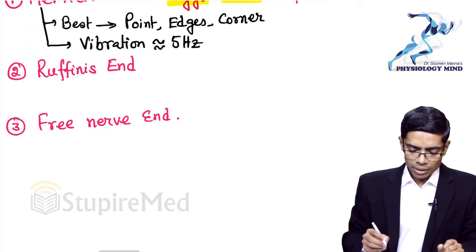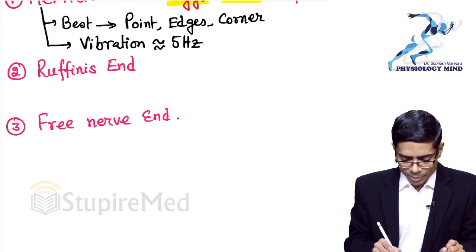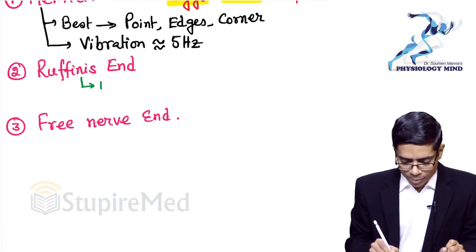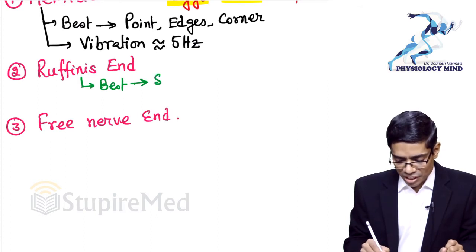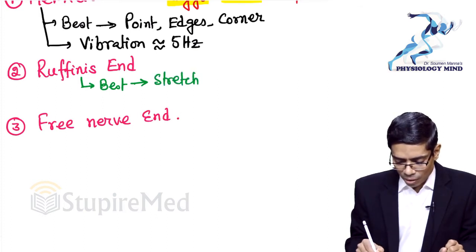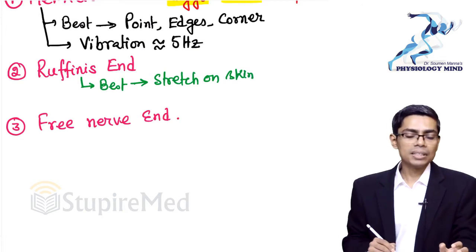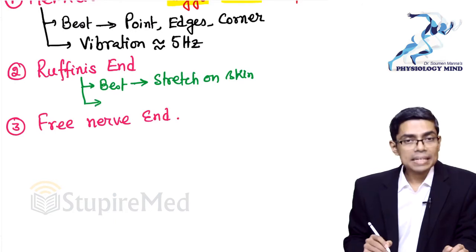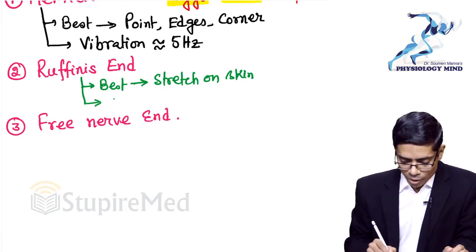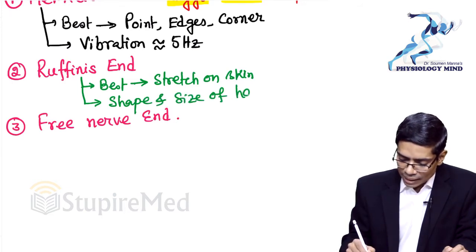Then coming to the Ruffini's end. The best stimulus for this receptor is stretch on skin. Ruffini's ending is dedicated for detection of shape and size of a handheld object.